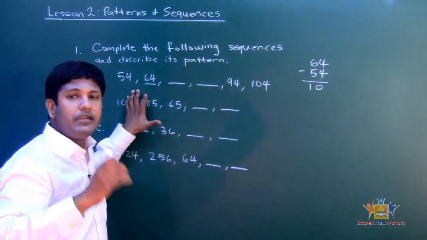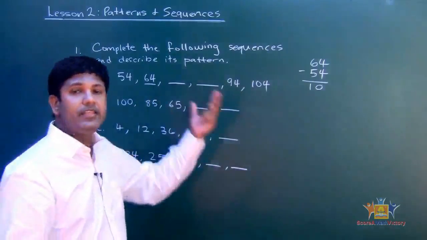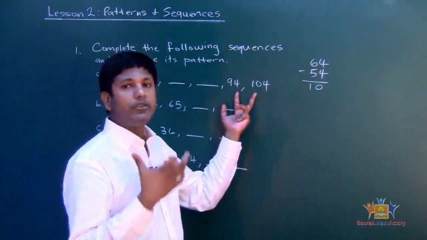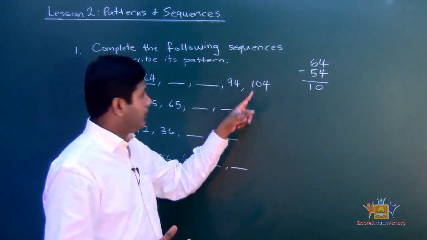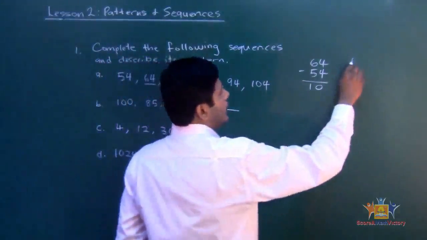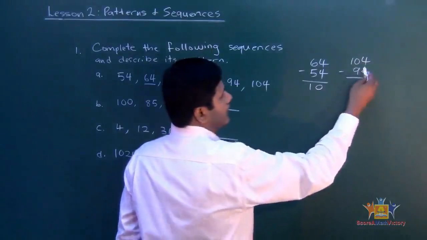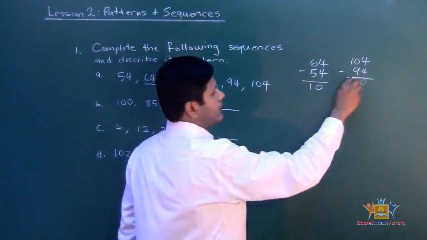But wait a minute, I need to confirm it is true that it's adding 10. I have to look for another set of two numbers next to each other. In this case, right there. I'm going to do the same thing: take the second number and subtract the number before it. So in other words, I'm going to take 104 and subtract 94 from it. 4 minus 4 is 0. 10 minus 9 is 1. Look at that.